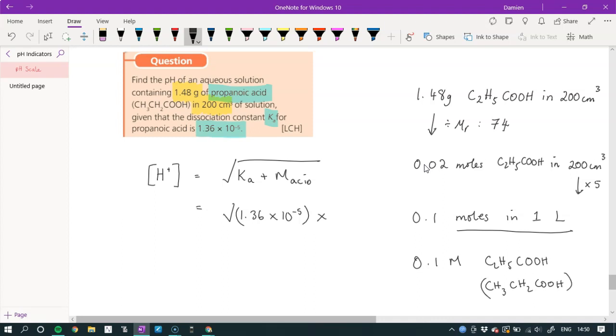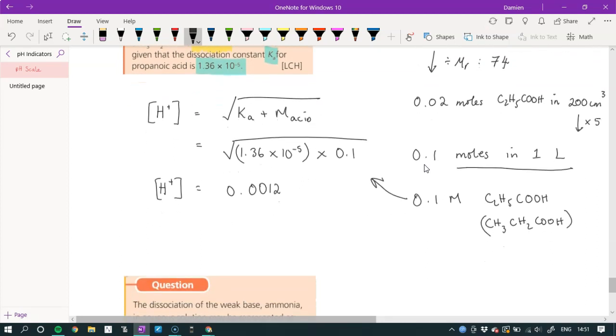So now we can go fill in our concentration. The molarity of our acid is 0.1. So when you work that out, that's going to be 0.0012. Now again, that only gives us the hydrogen ion concentration. We now have to go find the pH.